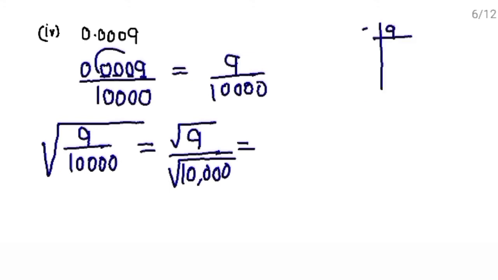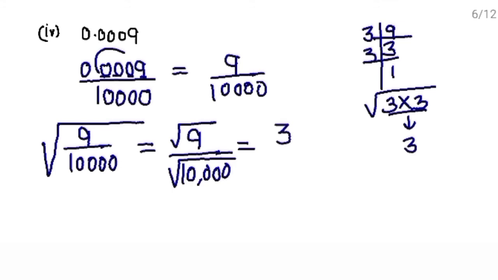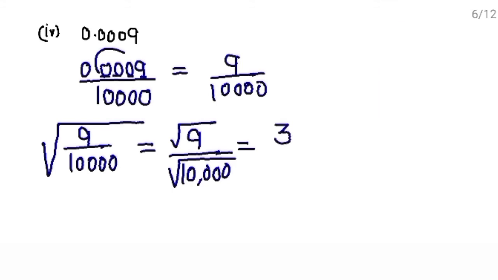If you don't know, you can find the square root. 3 3s are 9, 3 1s are 3. 3 multiply 3, make the pair and take 1 digit from this pair. So the value of the numerator is 3. Similarly, you will find the square root of the denominator.